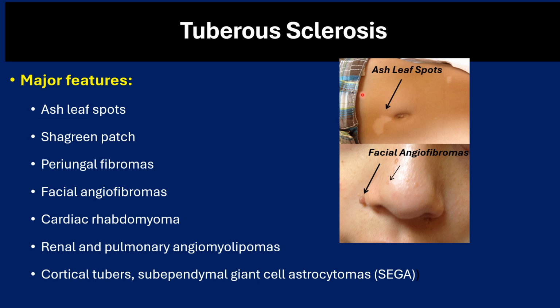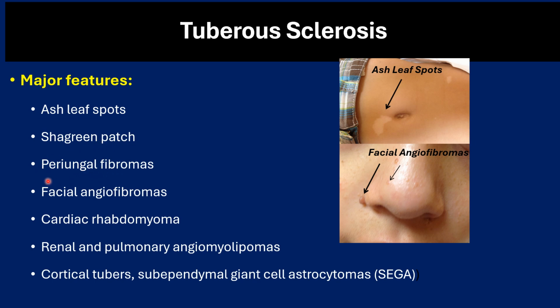Very important for any child with autism or recurrent seizures or developmental delay to examine the skin for hypopigmentation or ash leaf spots. Very important not to miss it. Shagreen patch: a connective tissue hamartoma that can be found in the lower back. It has a leathery texture.